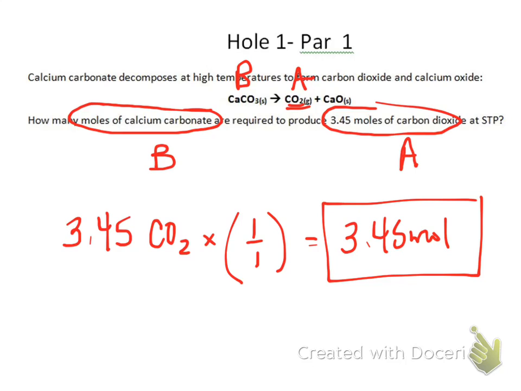Okay, that was a warm-up. This is stoichiometry. The word stoichiometry means look at the ratio that's given in the balanced equation. Okay, you might be getting there. Let's try it again.